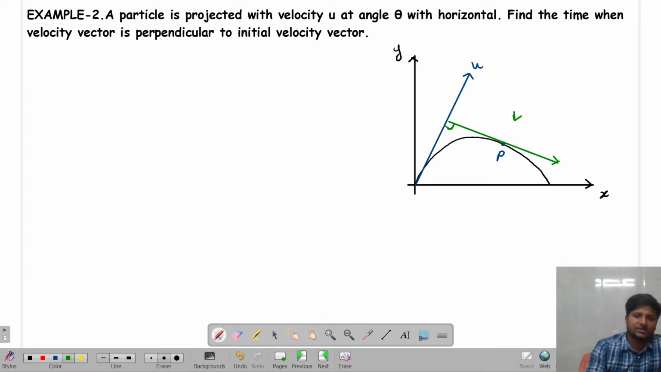This angle between them is how much? 90 degree. Got it or not? So you have to calculate the time elapsed from here to here, when the particle has come from here to here. I made you understand. Try to think and solve. This angle is theta given over here.